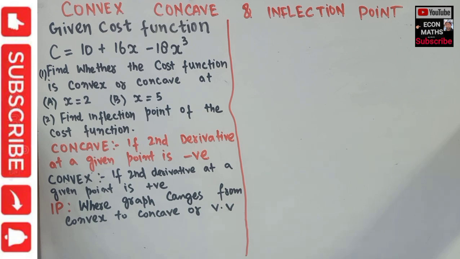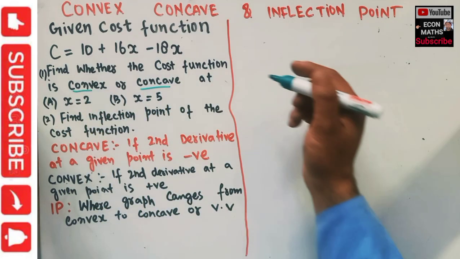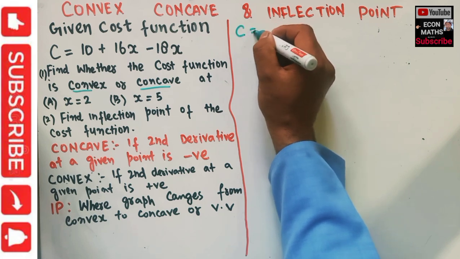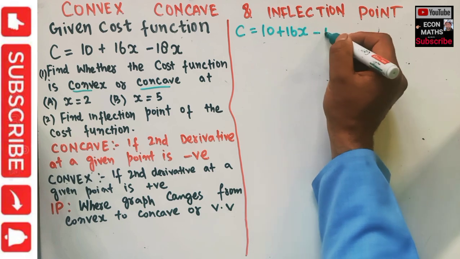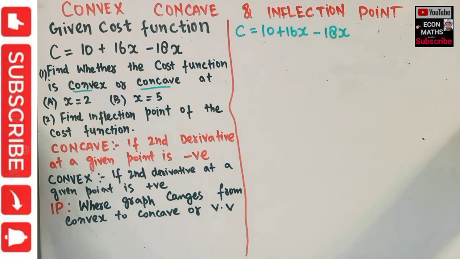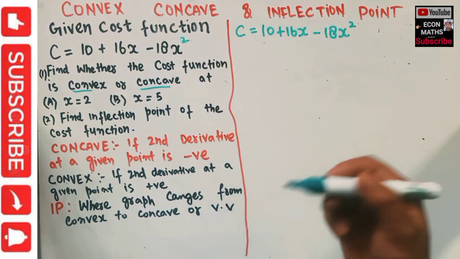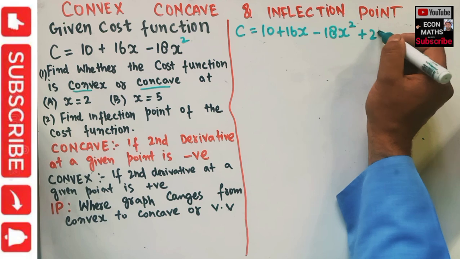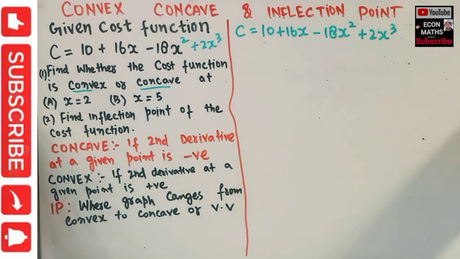The first question is whether the cost function is convex or concave. Let's write the cost function: C = 10 + 16x - 18x^2, actually it is 18x squared here, and I also forgot to write the next term, that is 2x cubed. Here it is 2x cube. Sorry for this mistake.